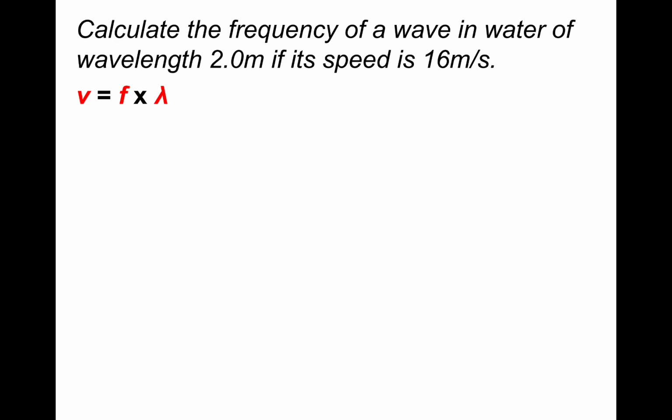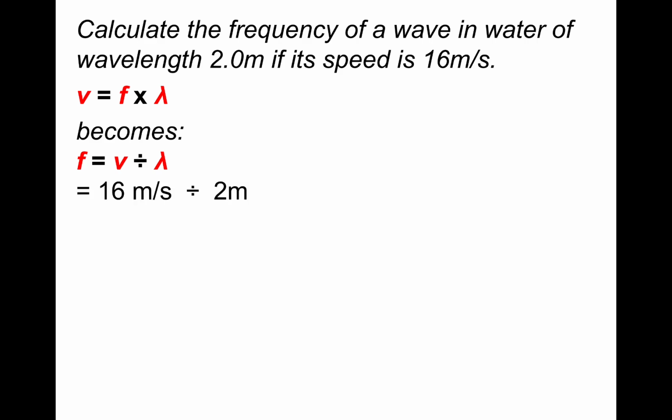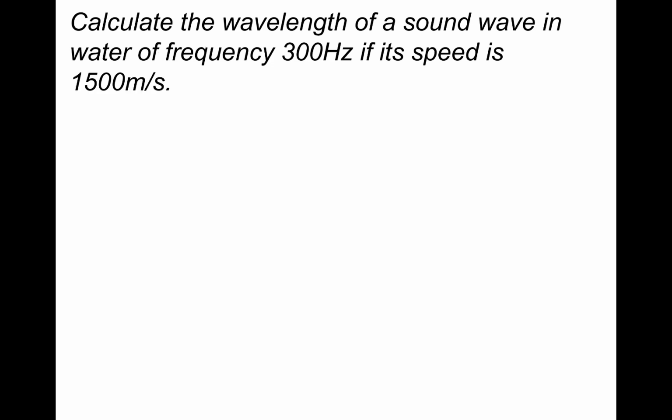So wave speed is frequency times wavelength, and to get frequency, as we've already seen, you need to get rid of the times lambda, so we need to do the opposite, which is divide. So frequency is wave speed divided by wavelength, and that's 16 divided by 2, which gives us a frequency of 8 hertz. Okay, let's move on to another one. So this one, let's pause and have a go.